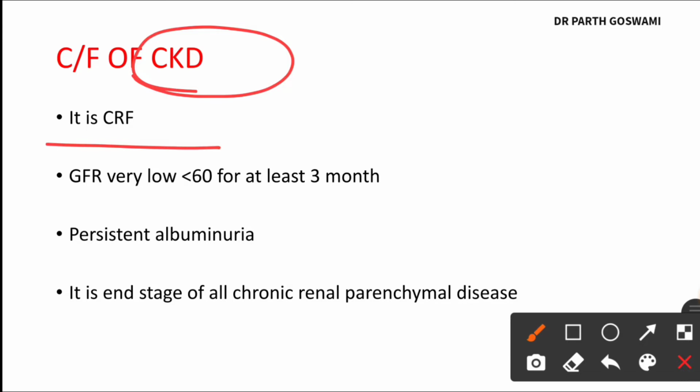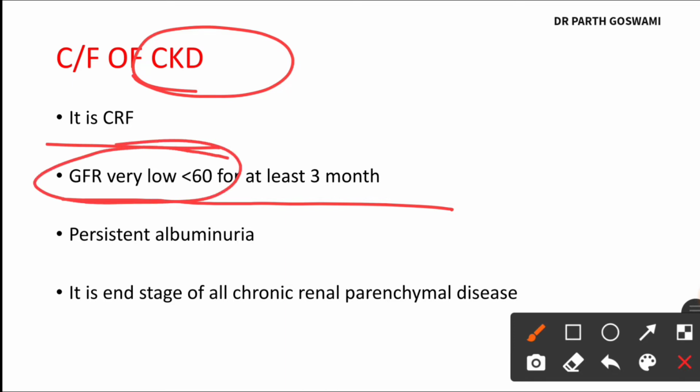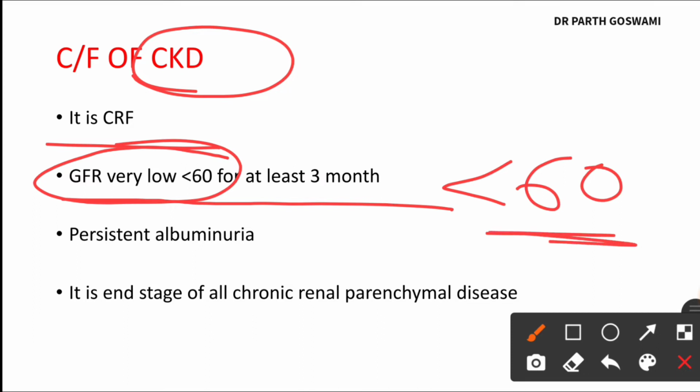So the reduction of the GFR will be for a long time. There will be reduction of the GFR for at least 3 months. There will be reduction in the GFR below 60. Here the GFR is usually less than 60, and it is persistent for 3 months. That's why it is known as chronic kidney disease. So that is the definition of CKD.